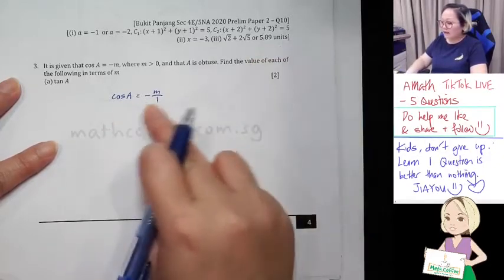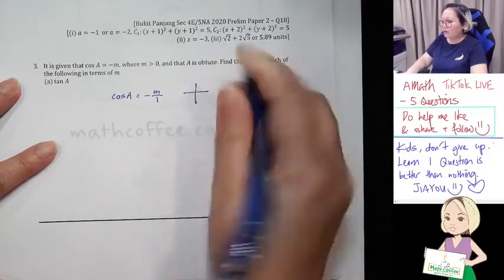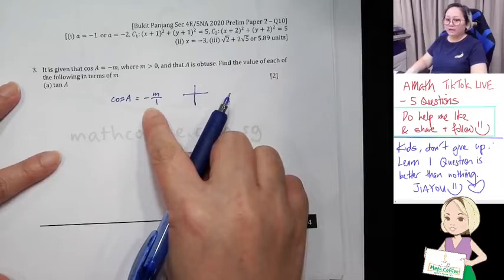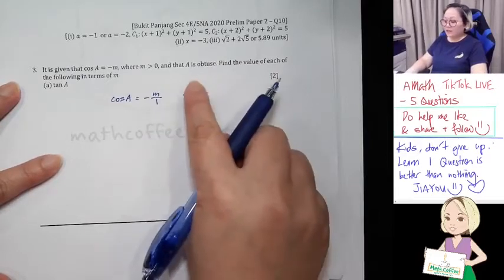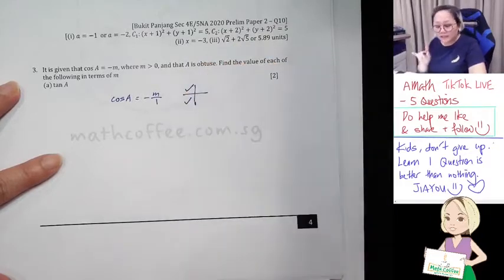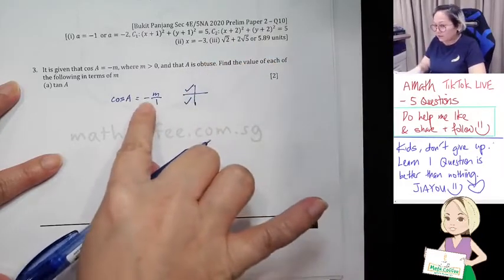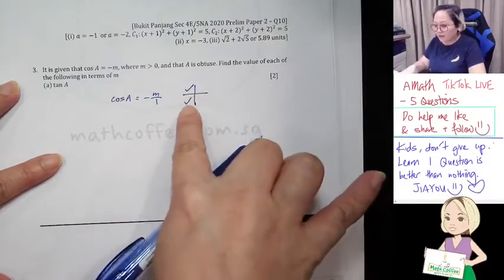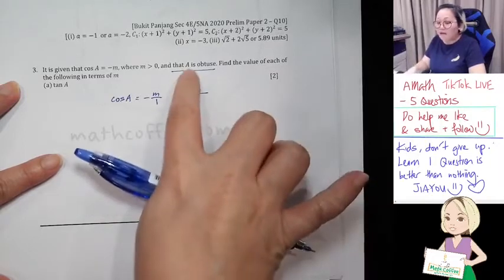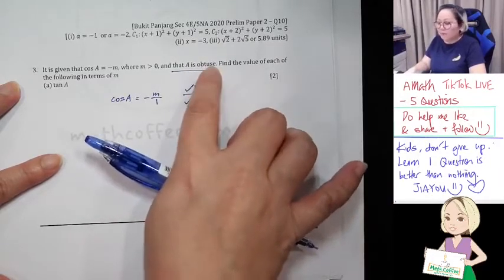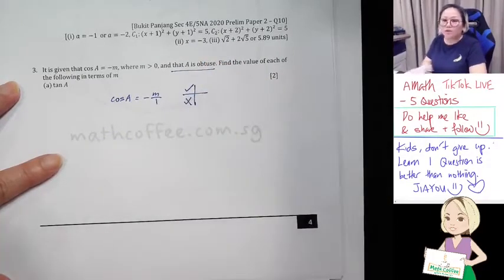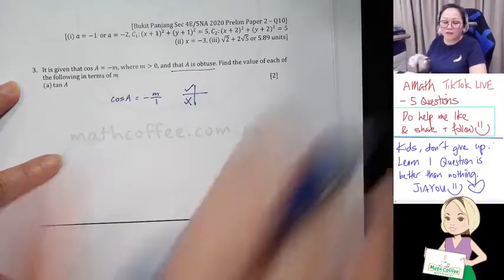Okay, so once I have this one, I will ask myself, okay, I always draw this thing. Cosine negative, which quadrant will it be? Second and third. Agree? So I will put second and third first. Just answer the negative part first. So it will be the second and third quadrants that give me negative. But in this question, they give me additional information by telling me A is obtuse. A obtuse means that it's in the second quadrant, and means that I will reject the third quadrant. So that means in this question, my A will be in the second quadrant.